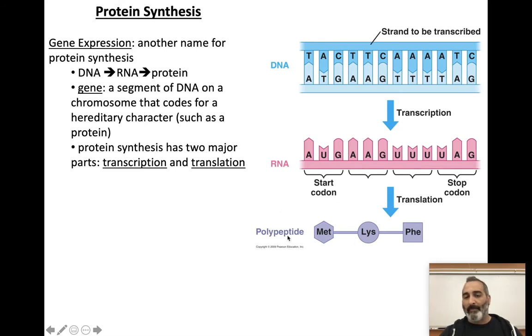A polypeptide is a fancy word. Polypeptides become proteins. These are peptide bonds that hold amino acids together. Polypeptide means you have many of them. These are chains of amino acids connected together, and chains of amino acids connected together make proteins. So what are proteins made of? Proteins are made out of amino acids. Today's lecture, we're going to focus on transcription, not translation. Today is all about transcription.